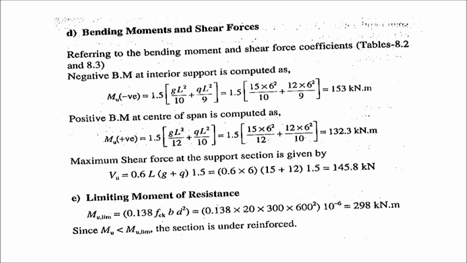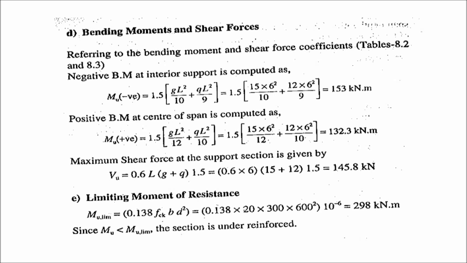Next step is bending moment and shear forces. Referring to the bending moment and shear force coefficients, negative bending moment at interior supports is computed as Mu negative is equal to 1.5 into (GL square by 10 plus QL square by 9) is equal to 1.5 into (15 into 6 square by 10 plus 12 into 6 square by 9) is equal to 153 kilonewton meter. This is the negative bending moment at interior supports.